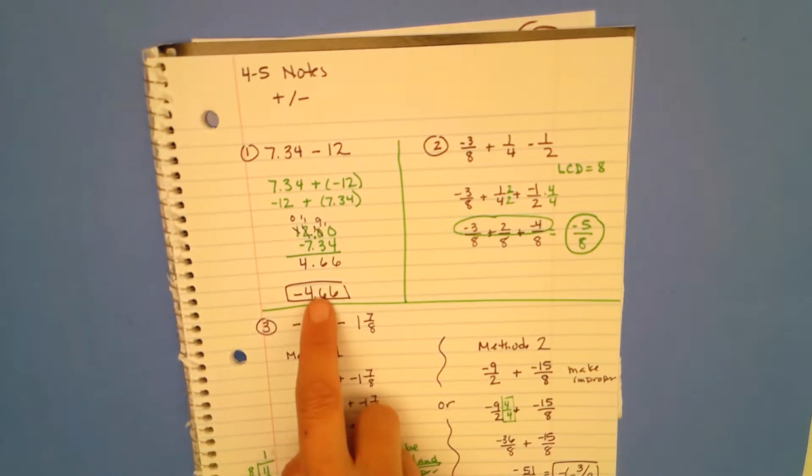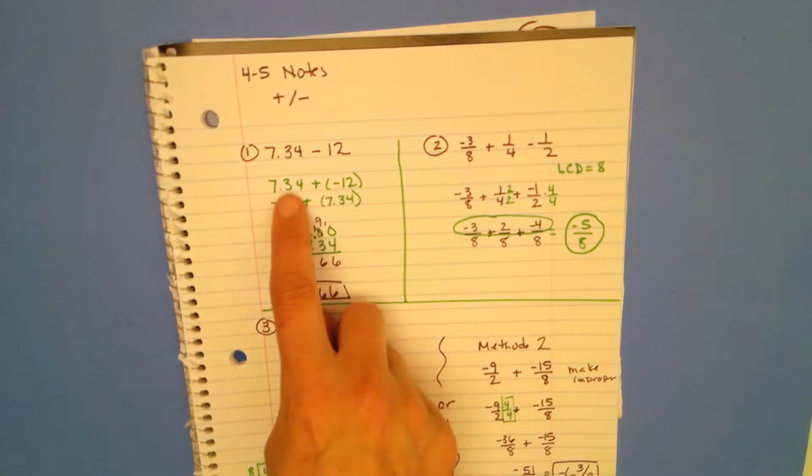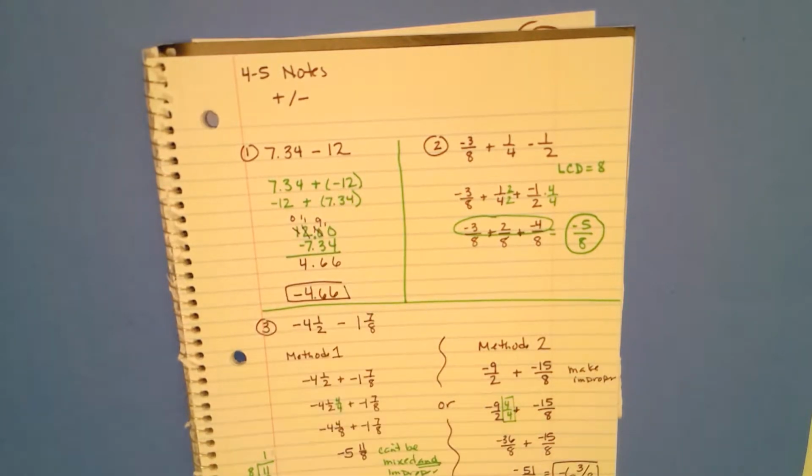When we get done, we need to add a negative to our answer because the 12 had a bigger magnitude than the 7. I have more negatives than I have of positives.